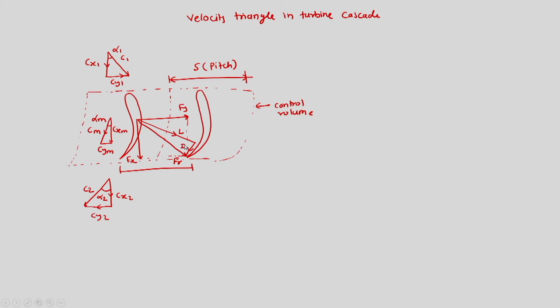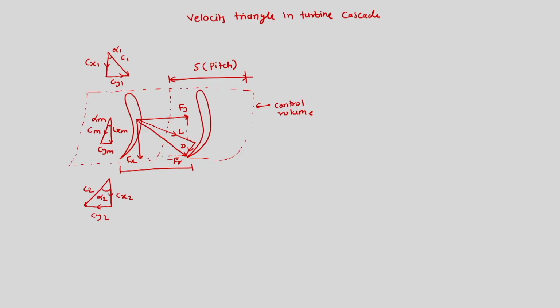So, this total force Fr gets decomposed in two ways. One is Fx and Fy, which are associated with the laboratory coordinate system, and then it gets further decomposed into two more components, lift and drag, which are normal and parallel to the velocity, based upon the velocity direction. So, this included angle is alpha m.